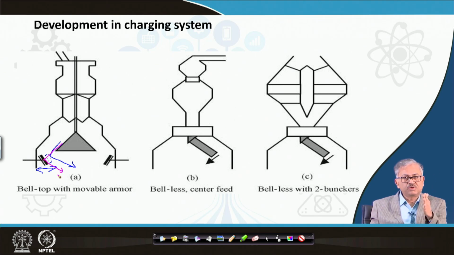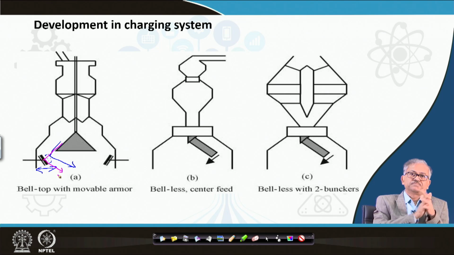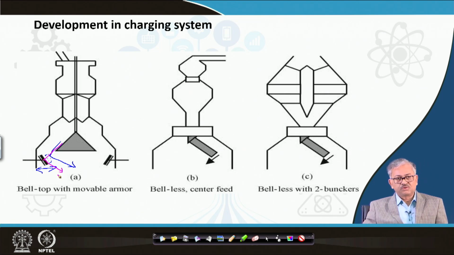So, depending on the position, you have some control to deflect the material towards the axis or towards the periphery, right. So, this is the way it works. That is the only control we have. Through the movable throat armor, we have the control.